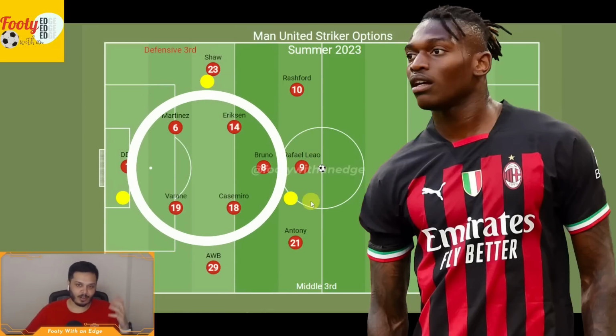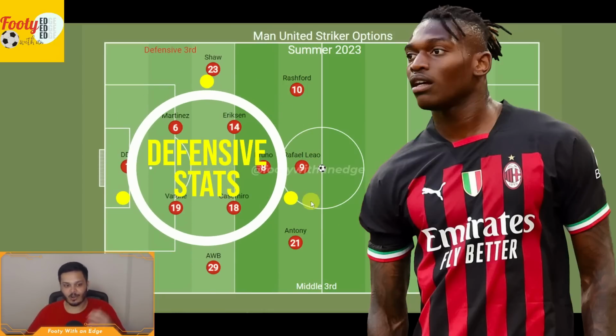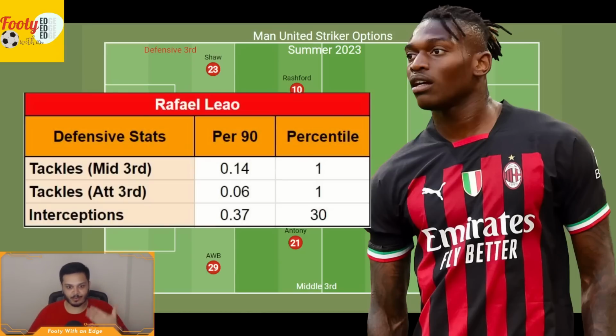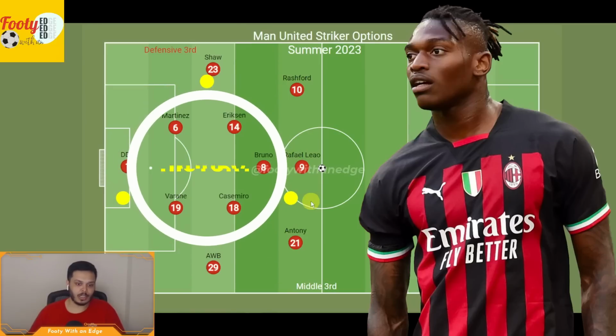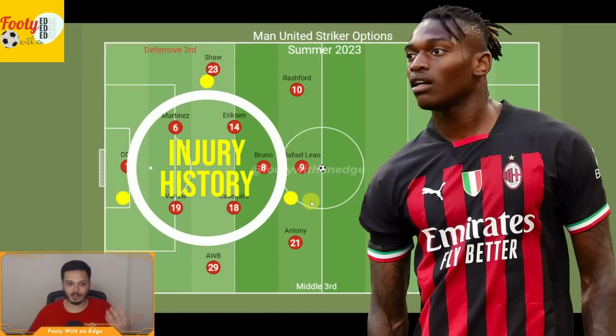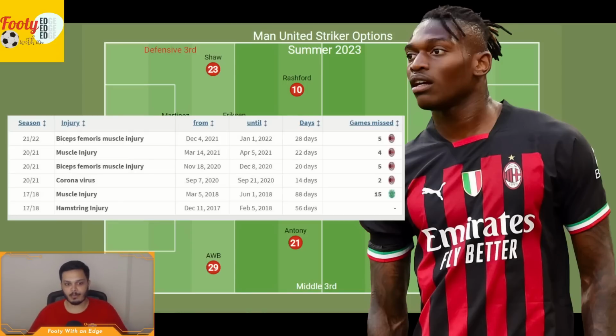Now defensively, unfortunately, there's no hidden stats for LEAO, as he doesn't seem to do much outside of his interceptions being almost twice as high as Kolo Muani. So let's move straight to his injury history. LEAO has been relatively blessed in terms of injuries, as he's only missed 5 league games since April 2021, which is almost 2 years ago.